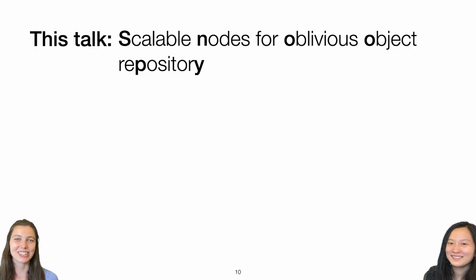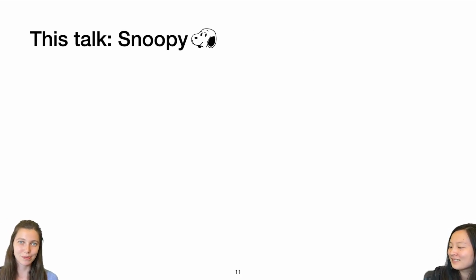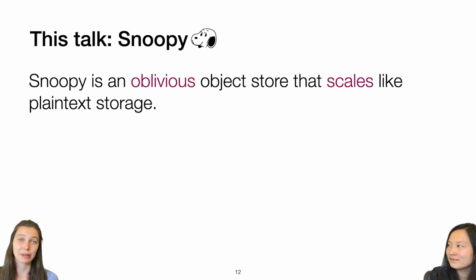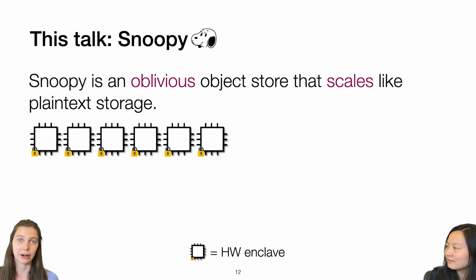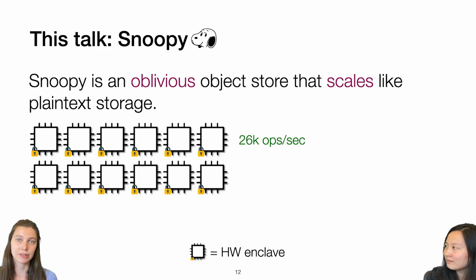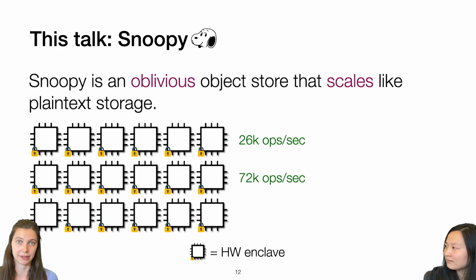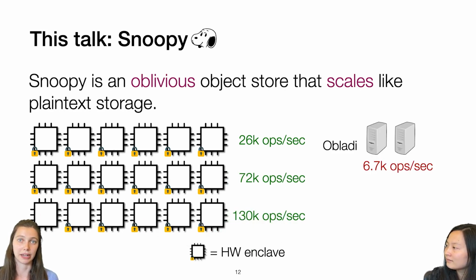So in this talk, we'll be talking about Scalable Nodes for Oblivious Object Repository, or Snoopy. Snoopy is an oblivious object store that scales like plaintext storage. Snoopy uses hardware enclaves, and with 6 hardware enclaves, Snoopy can achieve a throughput of 26,000 operations per second. And as we add more enclaves, we're able to increase the throughput of the system. This is in contrast to prior work like Obladi that can't scale beyond 2 machines, or Oblix, which can't scale beyond a single hardware enclave.